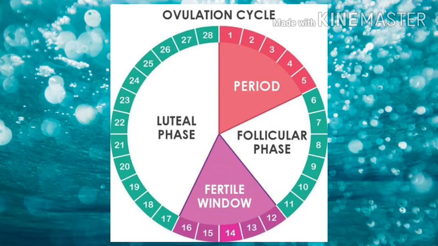As you can see over here, I have introduced the periods of a menstrual cycle. Days 1 to 5 are the menstrual period, next 6 to 11 is the follicular phase, and 12 to 16 is the fertile window. In the fertile window, the chance of fertilization or pregnancy increases, and from 17 to 28 days is the luteal phase.